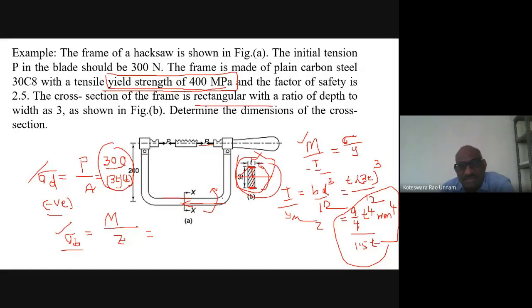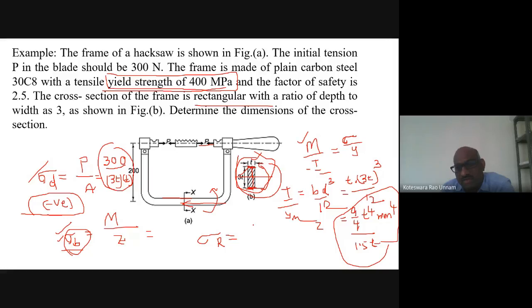So that is the maximum tensile stress at this location. You need to calculate the bending stress. Once you have that, then I need to calculate a resultant stress. That is nothing but superimposition of these two stresses one upon the other. That is nothing but our principle of superposition. So you need to add sigma D to sigma B. But sigma D is negative, sigma B is positive.